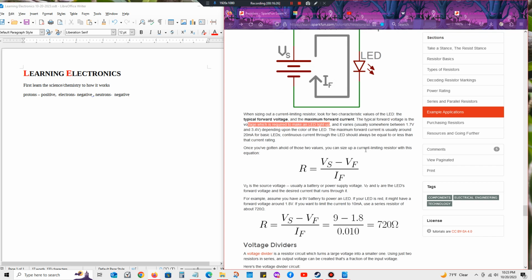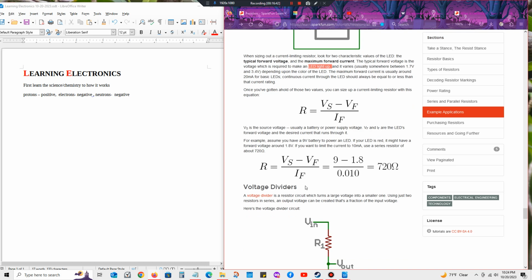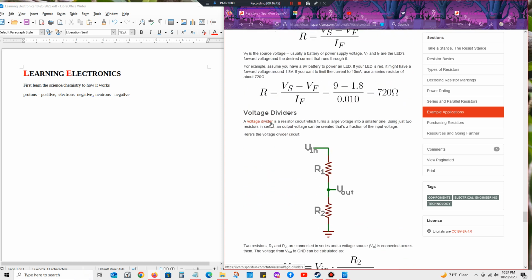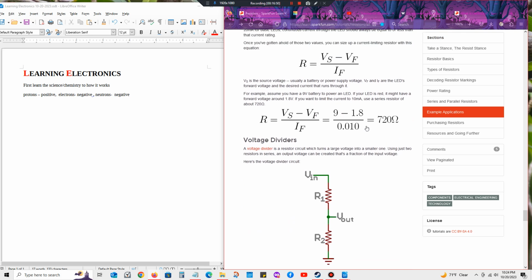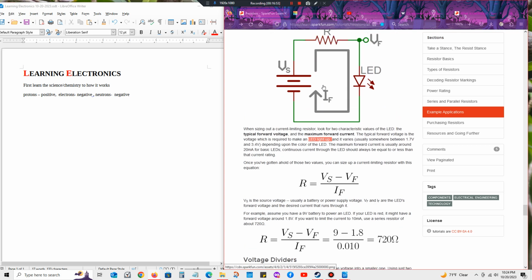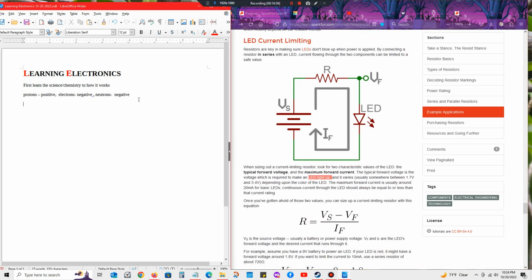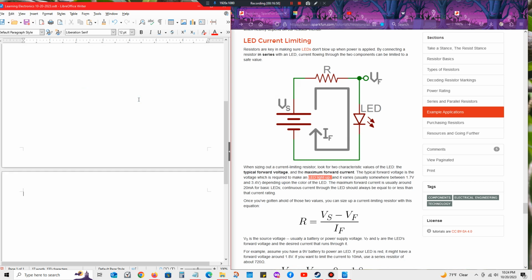So how many volts does it take to light up an LED? Well, typically 1.8 volts, I guess. But it says it varies. Sometimes it varies between 1.7 and 3.4. So you have voltage dividers. A voltage divider is a resistor circuit which turns a large voltage into a smaller one. Since these are formulas and I'm already going over it, I'm going to add it to this. This will just be the science part. And then since this is on resistors, these will be the formulas.